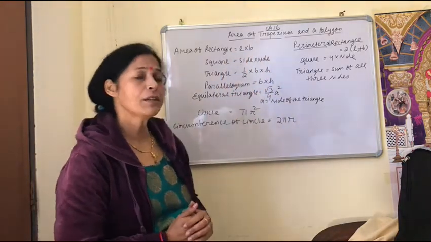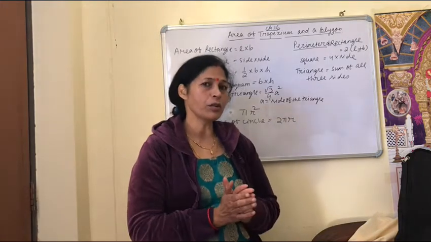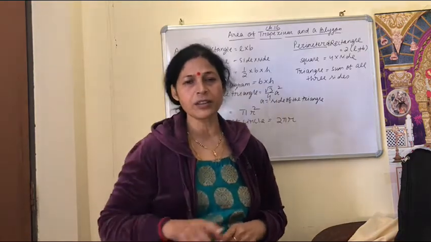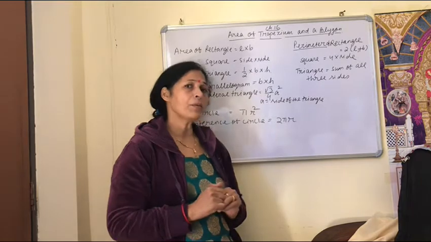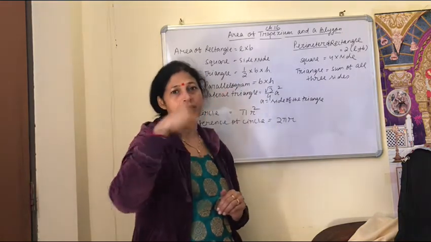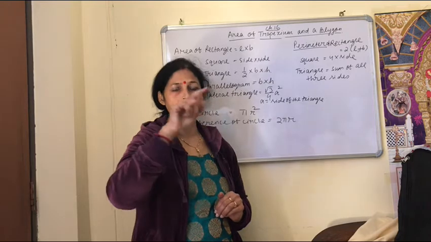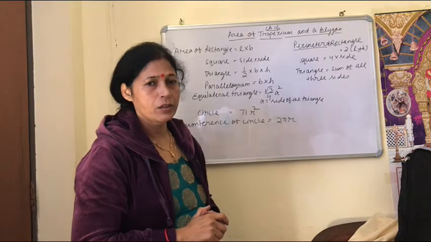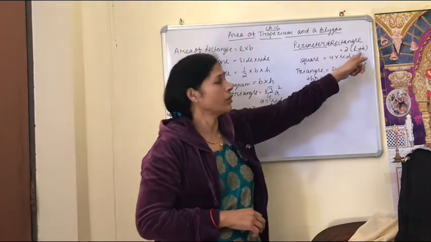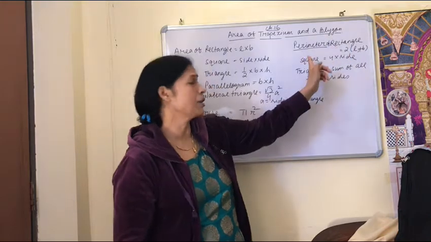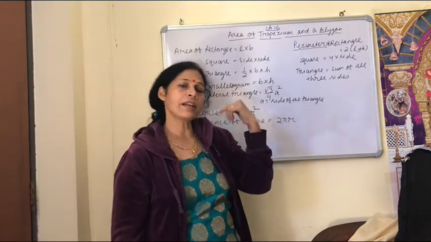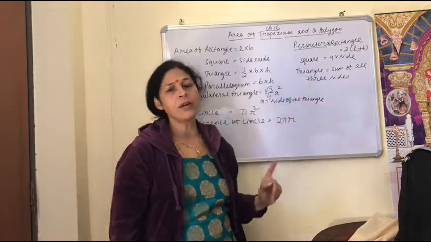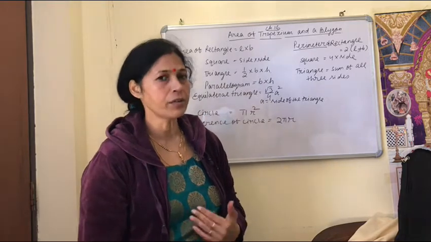So perimeter of rectangle, all of you know, is the sum of all sides. What is perimeter? The total distance covered by the shape. So sum of all sides, that means length, breadth, length and breadth. So L plus B plus L plus B, that means 2L plus 2B. Take 2 common, then 2 into (L plus B). This is the perimeter of rectangle. Then perimeter of square is 4 sides, all sides are equal, so 4 into side. Then for a triangle, the perimeter is the sum of all 3 sides.